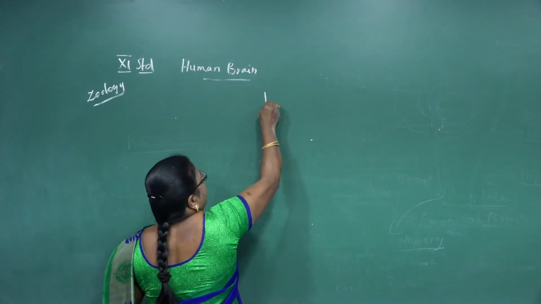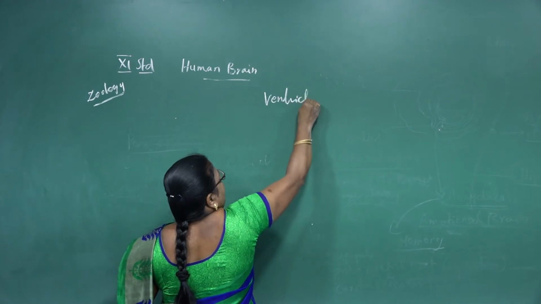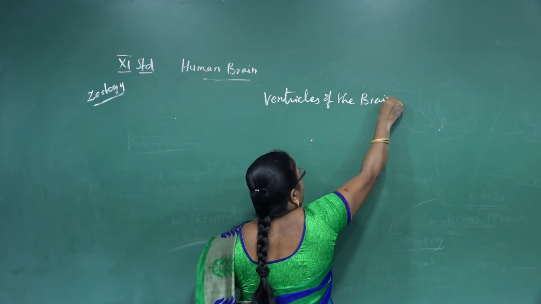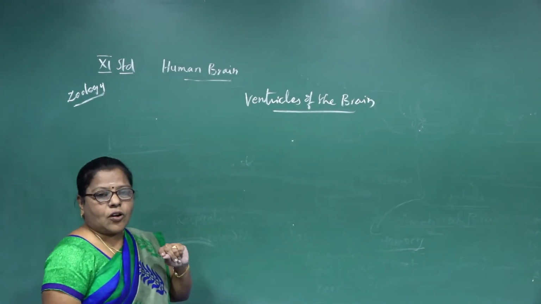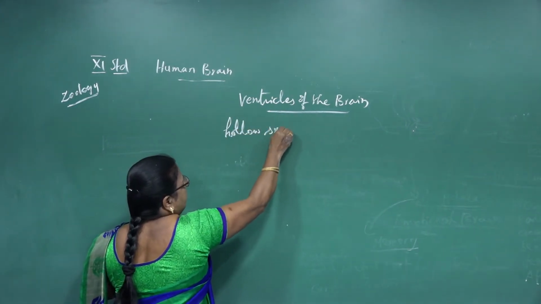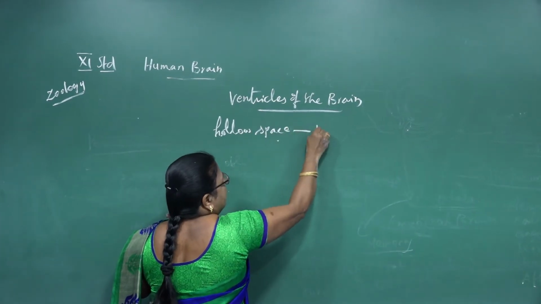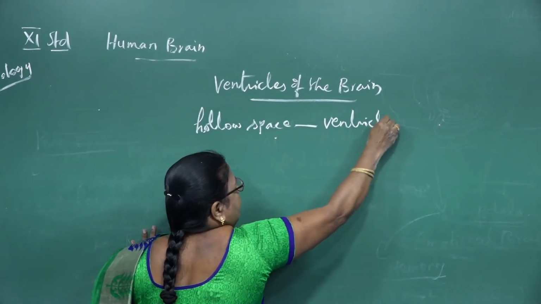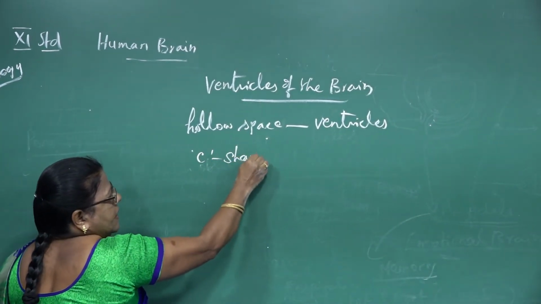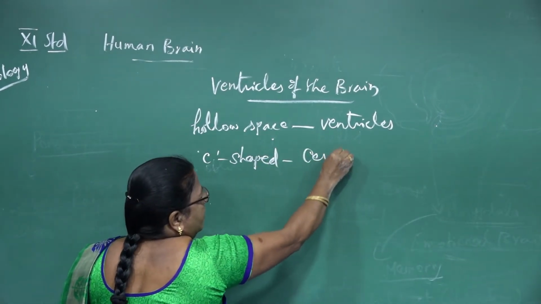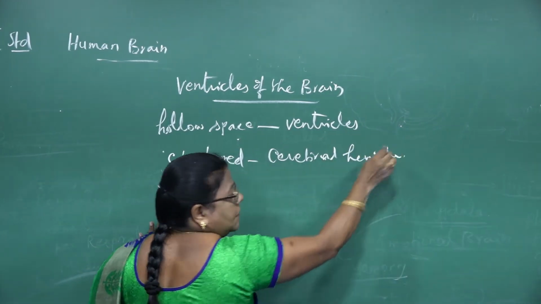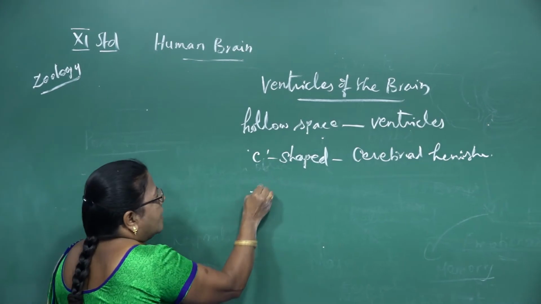Next heading is ventricles of the brain. The brain has four hollow spaces that are called ventricles. A C-shaped hollow space is present inside of the cerebral hemisphere. That is called the lateral ventricle.